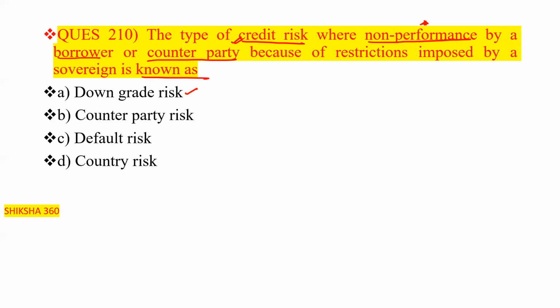downgrade risk, counterparty risk, default risk, or country risk. So the correct answer is option D, the country risk. Because here the borrower or counterparty is not able to perform because of a restriction by that specific country. That comes under country risk.